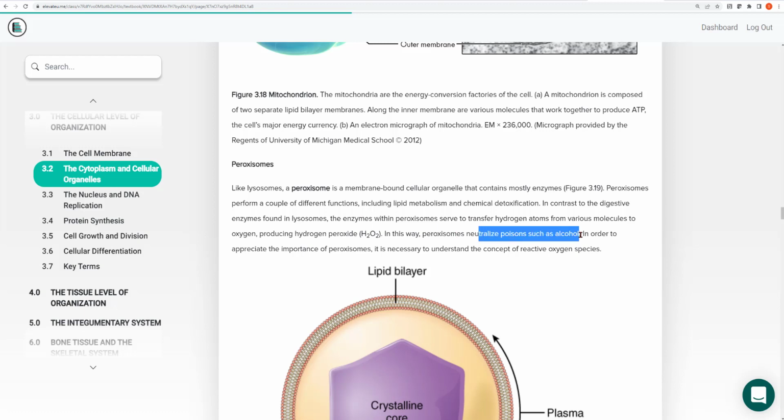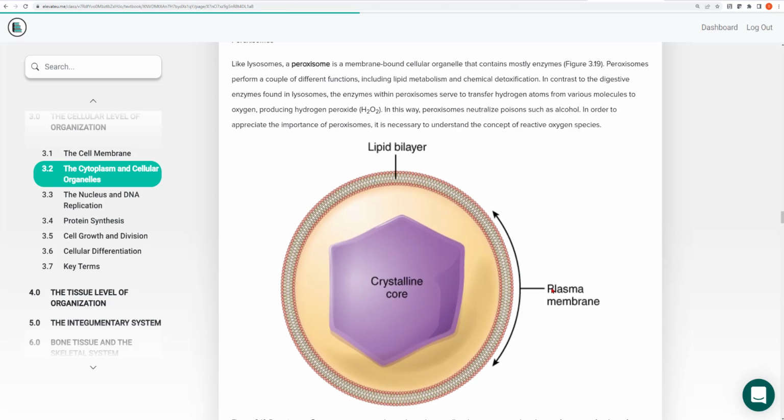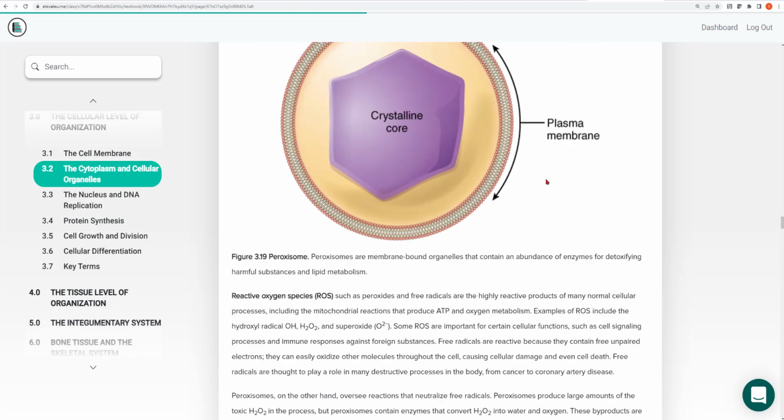Peroxisomes also help to break down alcohol. So, question, what organ in your body do you know detoxifies and breaks down alcohol? You might know that's your liver, right? One of the jobs of the liver is to break down alcohol and toxic substances. Liver cells are going to have a much higher concentration of peroxisomes in them than other cell types, because they need extra peroxisomes to do their work.